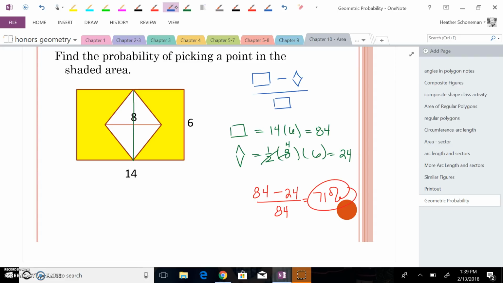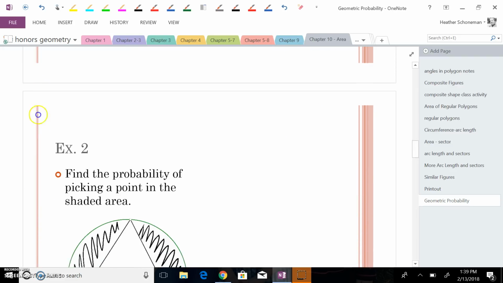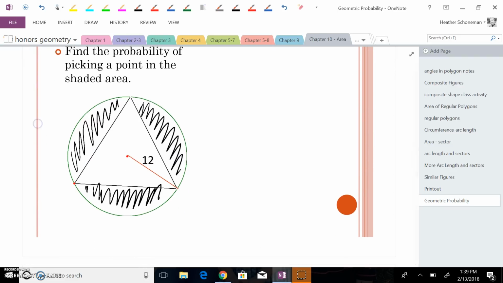All right, let's try it again. Number 2, picking a point in the shaded region. It's just asking us what percent of this picture is shaded. So to do that, we're going to do circle minus triangle divided by circle. Circle, because this is what we want, and this is the total. That's how I figured out that formula. So circle is pi times the radius squared, which would give us 144 pi.